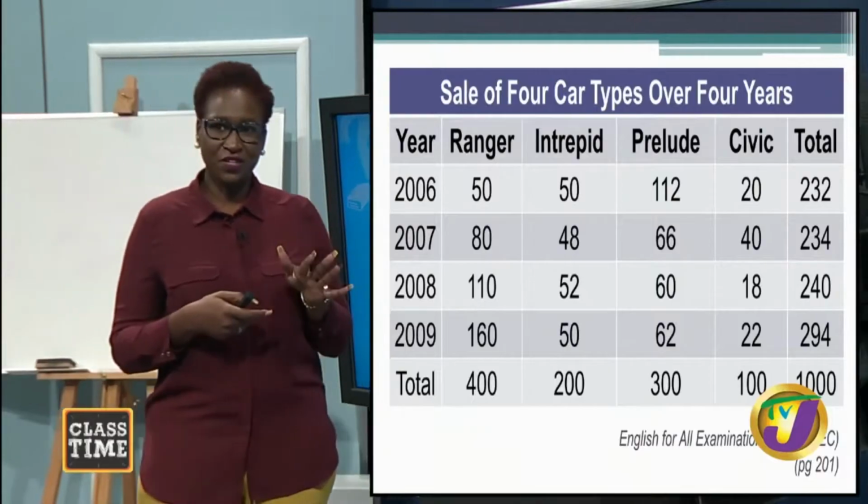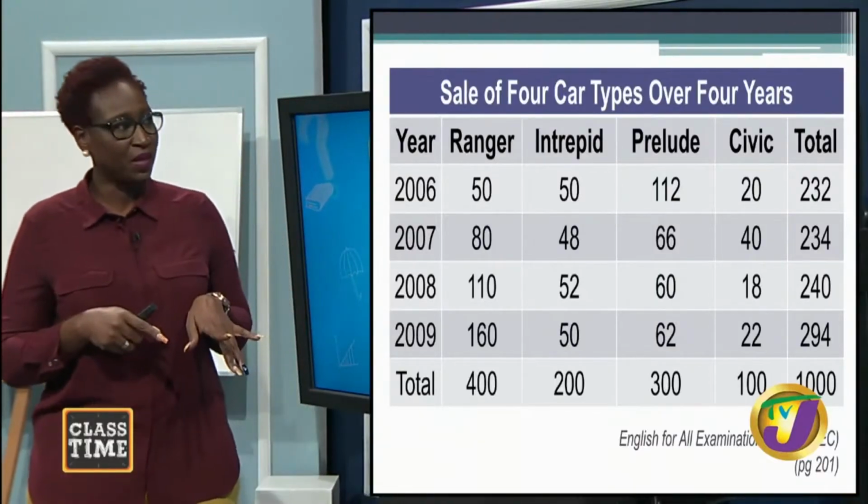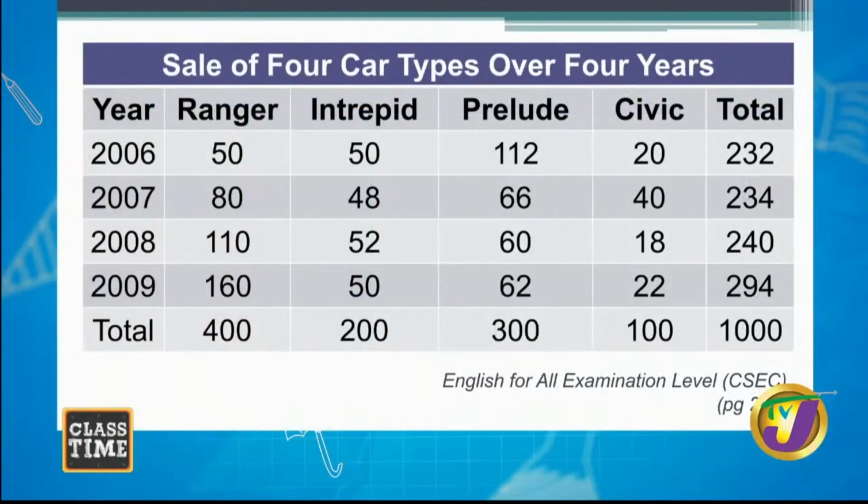So look at these figures now. And these are the ones we'll be working with as we go through the steps. So we have 4 different car types and 4 different years. So we have the total for each car per year, as well as for each car over the period of time. So make sure you try and remember this. You'll see it from time to time though, so don't worry. All right.